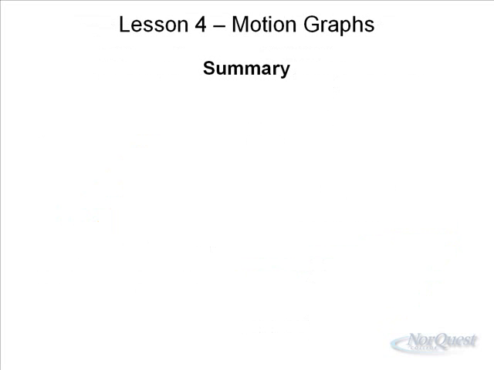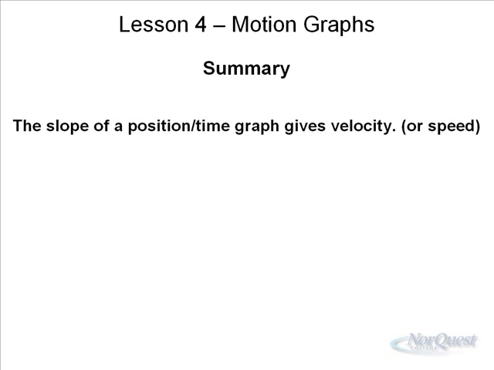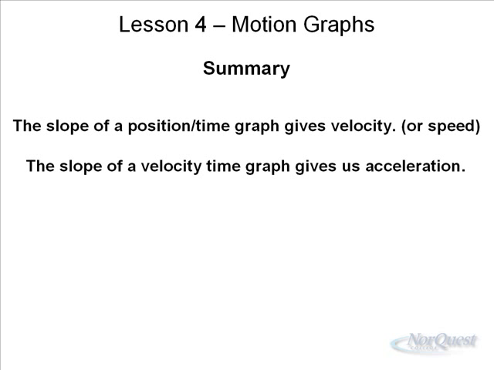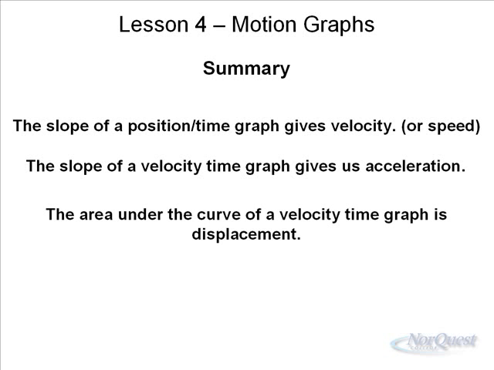And just a very important summary of these findings: the slope of a position time graph gives you the velocity, or if you don't have direction, it will give you the speed. The slope of a velocity time graph gives you the acceleration. And the area under the curve of a velocity time graph is the displacement. You will use these ideas quite a bit. I would say the first one, the slope of a position time graph, is certainly used the most. But the other two will come in handy quite a bit.